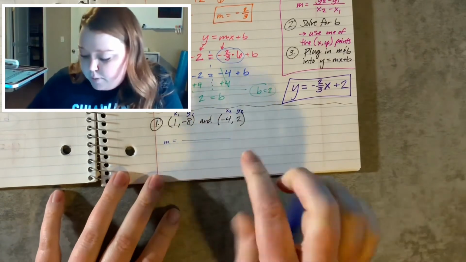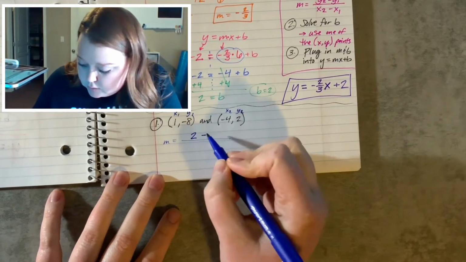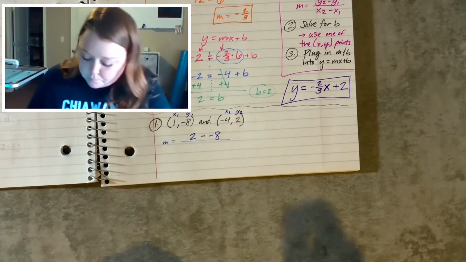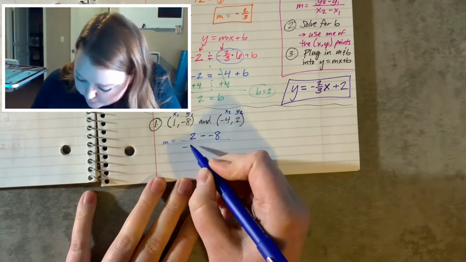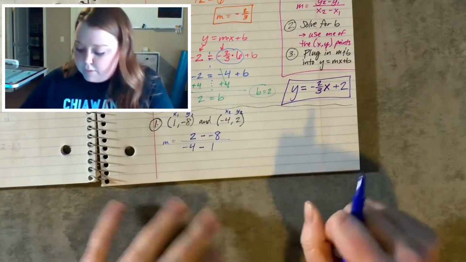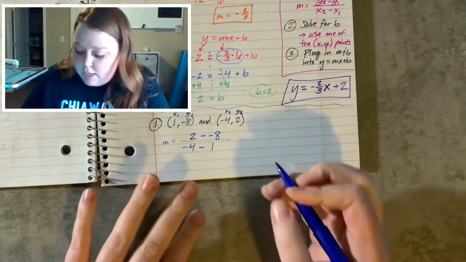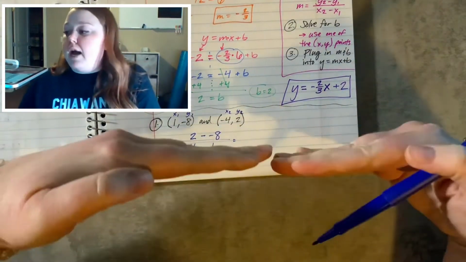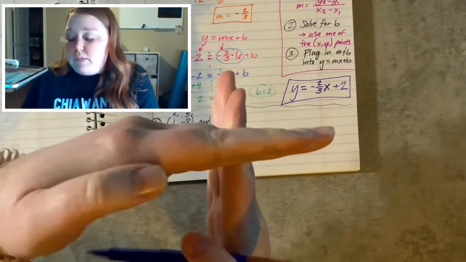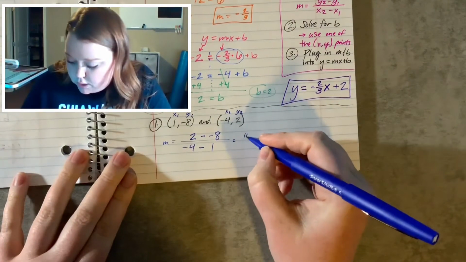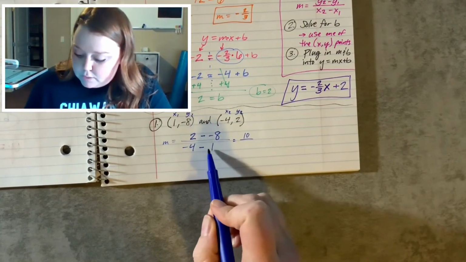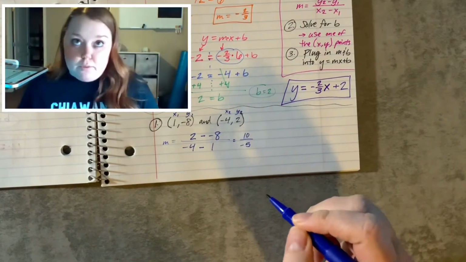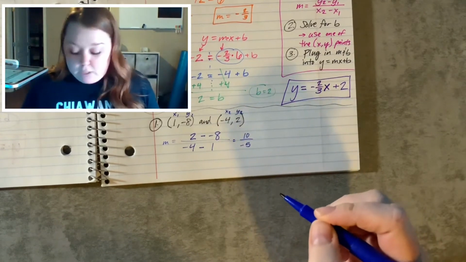Okay, so on top, I'd be taking 2 minus -8. That's my y2 minus y1. On the bottom, I'd be taking -4 minus 1. That's my x2 minus x1. And now I go ahead and simplify that down. 2 minus -8, when you subtract a negative, it really becomes a big fat plus sign. So 2 plus 8 is 10. -4 minus 1 is -5. Use a calculator. I don't want you to mess up just because of silly mistakes with -4 minus 1.